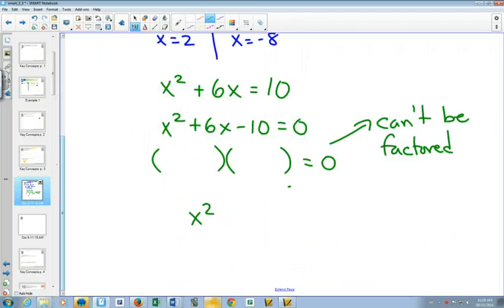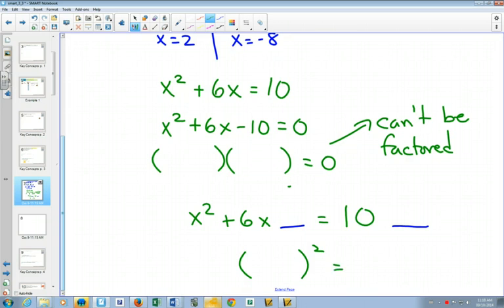I'm going to start back how I had before. I'm going to leave some space right here on both sides, because I originally had x squared plus 6x equals 10. If I could change the left side to something squared, then I could square root both sides and get rid of the squared, because I would have an x. If I could have an x in here, so that's the only place where I had an x, then I could square root both sides and get rid of that squared.